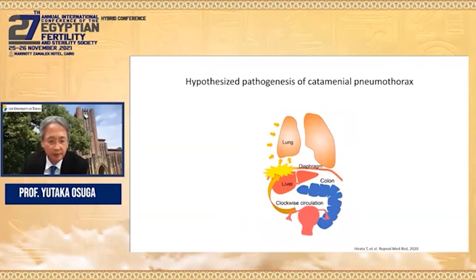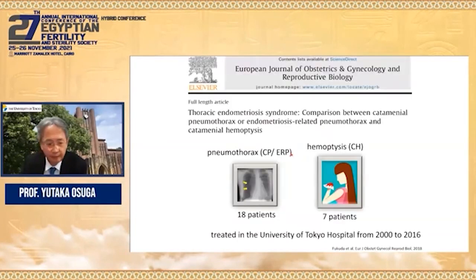Maybe you've noticed already. The clockwise circulation of peritoneal fluid seems to be the reason, as in inguinal endometriosis. Endometrial cells tend to implant the diaphragm on the right side, and the endometriotic lesions may develop into the right thorax.